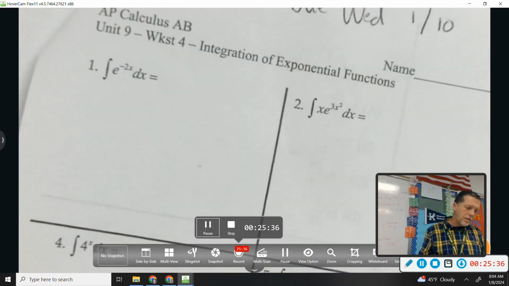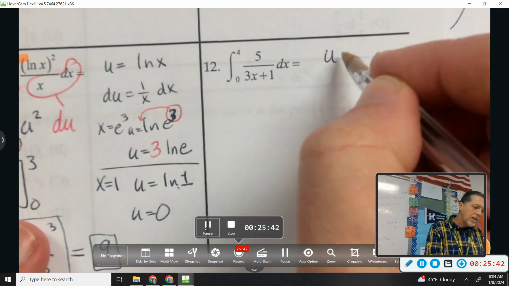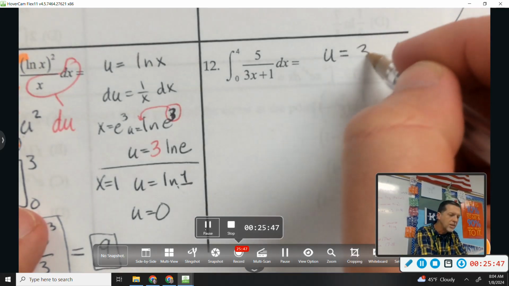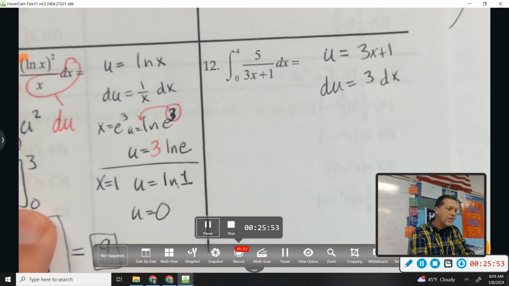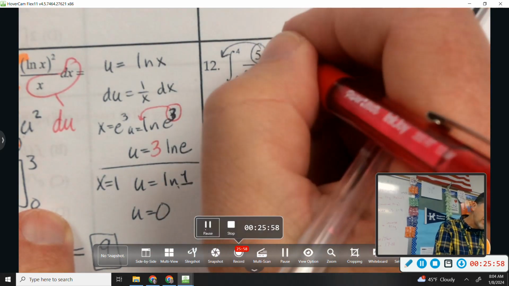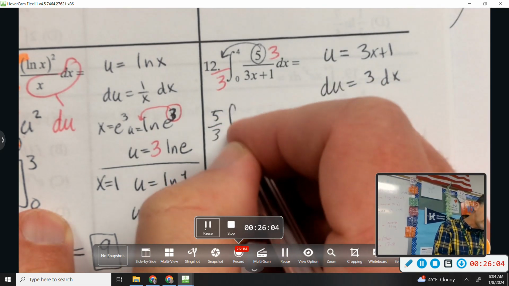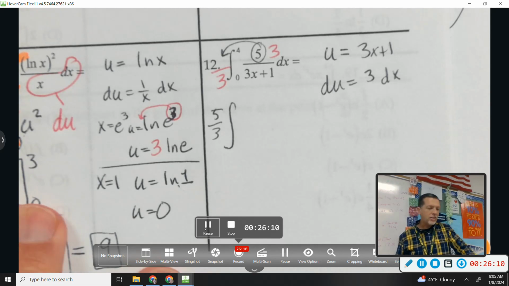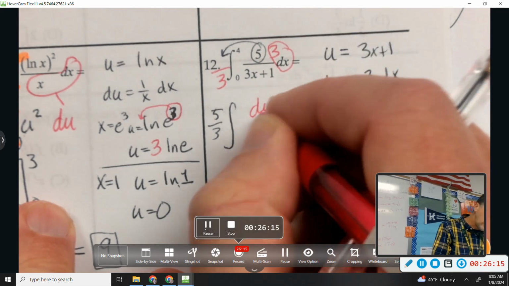We get into some kind of mixed review here, like number 12. I don't want to work the whole thing, but what do you think u should be? 3x plus 1. Du then is 3dx. So get the 5 out of there. So 5/3 antiderivative. I'm not putting 0 and 4 on there because that's x stuff, and I'm in the process of making this a u problem. Du over u.